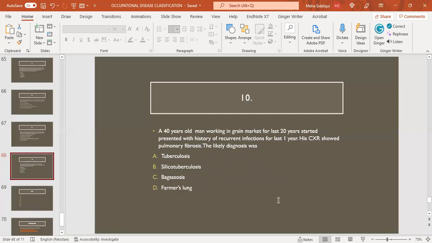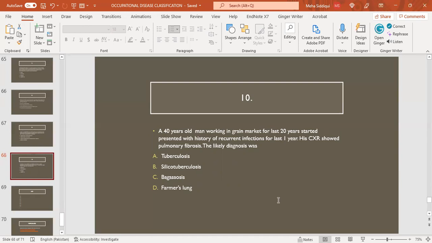MCQ number 10. A 40-year-old man working in grain market for last 20 years started presenting with history of recurrent infection for last 1 year. His chest X-ray showed pulmonary fibrosis. The likely diagnosis was: A. Tuberculosis. B. Silicotuberculosis. C. Bagassosis. D. Farmer's lung.